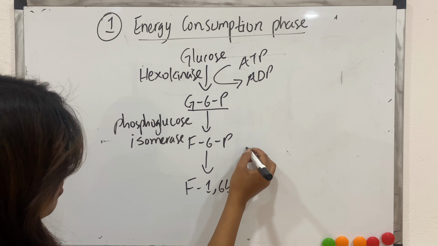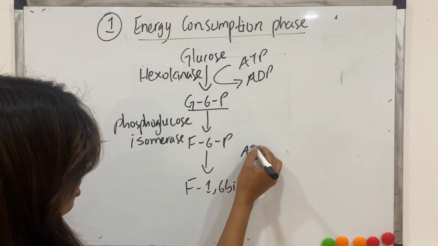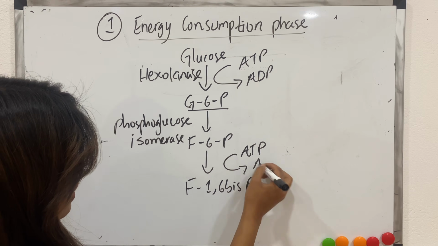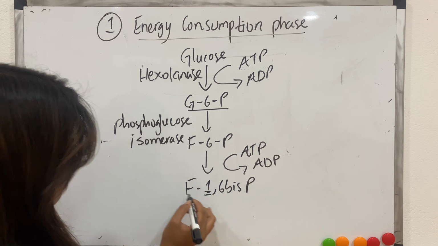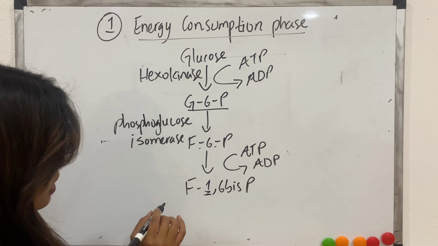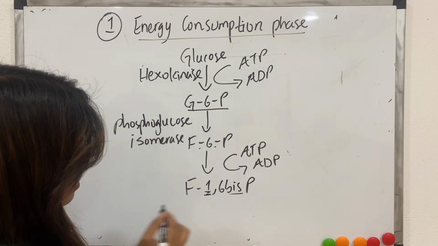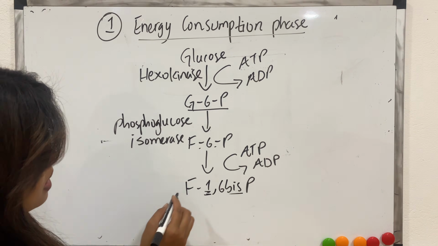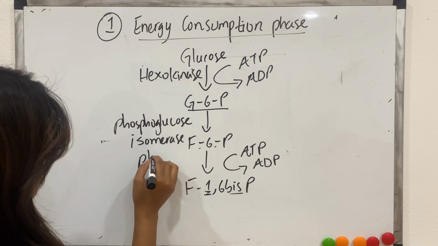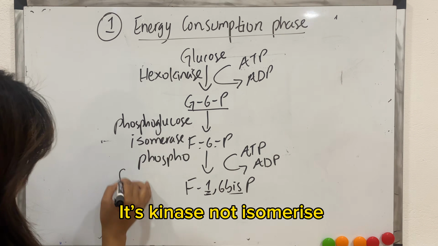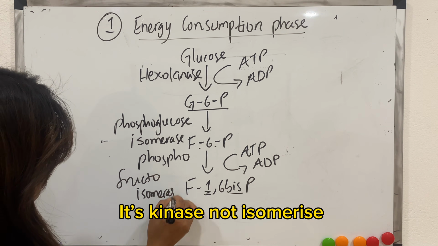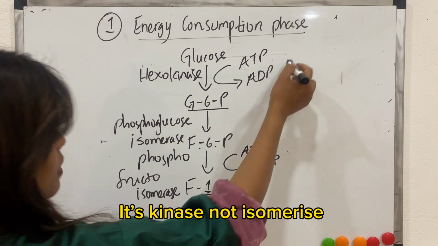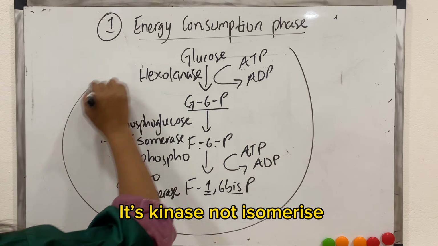Fructose 6-phosphate, when it undergoes second phosphorylation, utilizes ATP. ATP utilization generates phosphate, which gets attached onto the first carbon of the fructose 6-phosphate. So now it gets transformed into fructose 1,6-bisphosphate. The enzyme that catalyzes this reaction is phosphofructokinase. And this sums up the energy consumption phase.